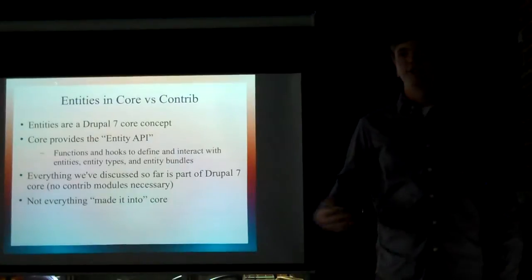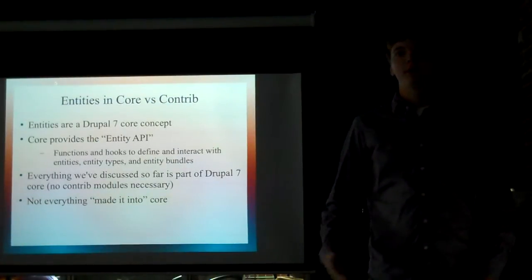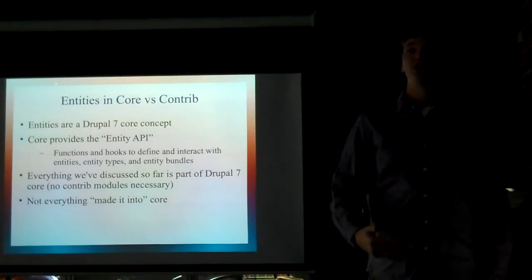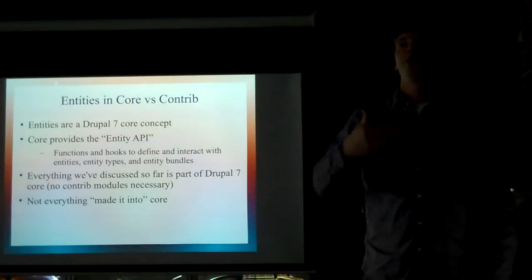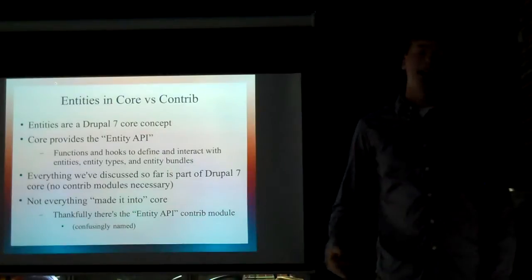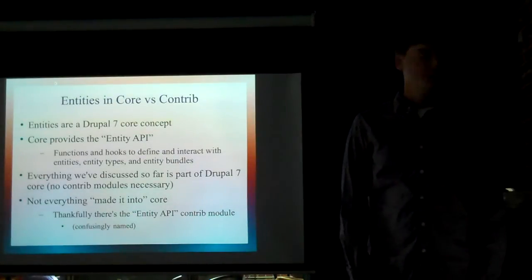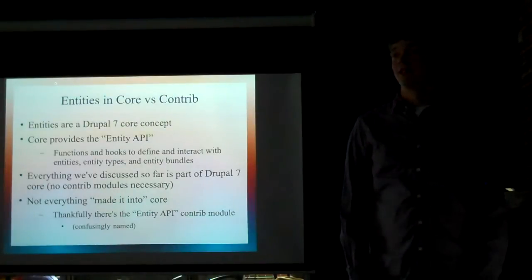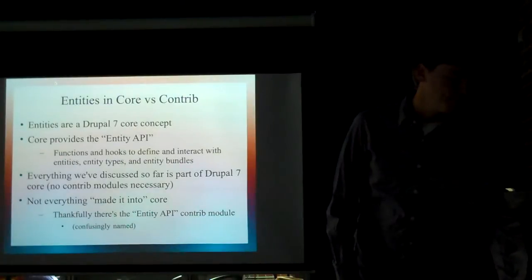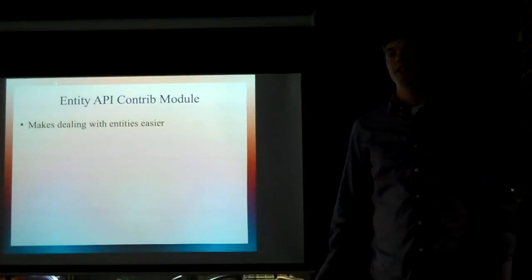But not everything, this is true every Drupal release, not everything made it into core for Drupal 7, right? There are all kinds of great ideas and features that people want to get into the next major Drupal version, and they just don't always get in there. So thankfully there is this contrib module called the Entity API module. The machine name is Entity. And it's very confusingly named because it's the exact same thing as the core concept. And it basically makes dealing with entities a whole lot easier.